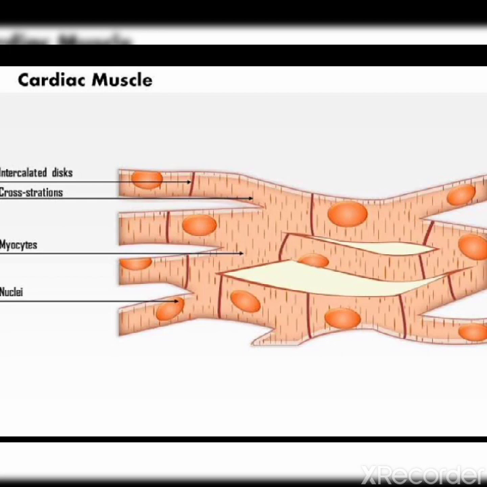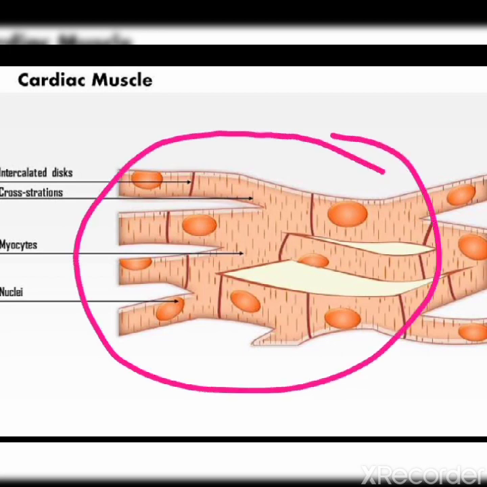Now let's see the structure of cardiac muscles. These muscles resemble voluntary muscles and are similar to involuntary muscles in their functions. Structurally, you can see it is like voluntary muscles, but functionally it is the same as involuntary muscles.